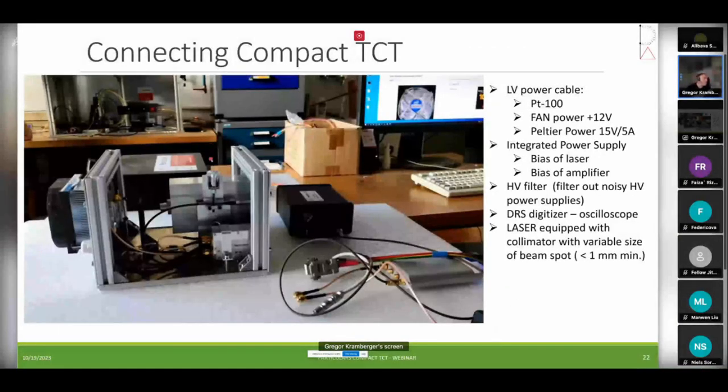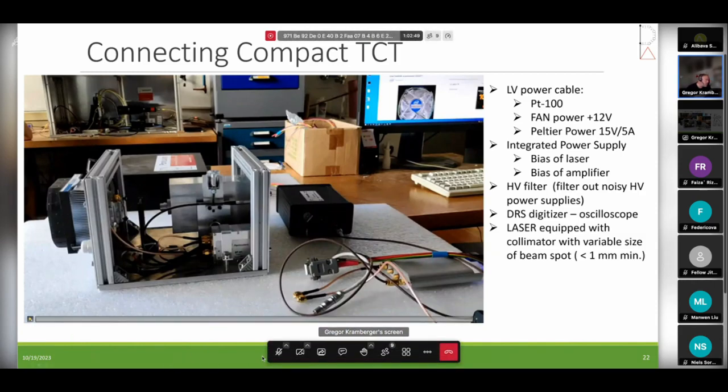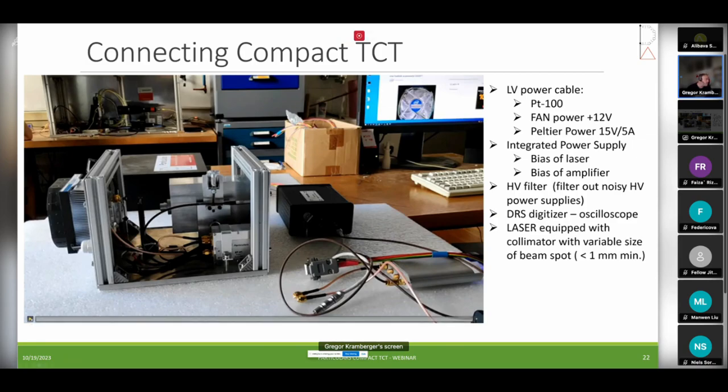Let me now show you how it looks. That was supposed to be an animation, so I'm not sure why it doesn't want to play. Okay, it's here. So I will now play a video, and in between we will discuss a little bit how the system looks like.